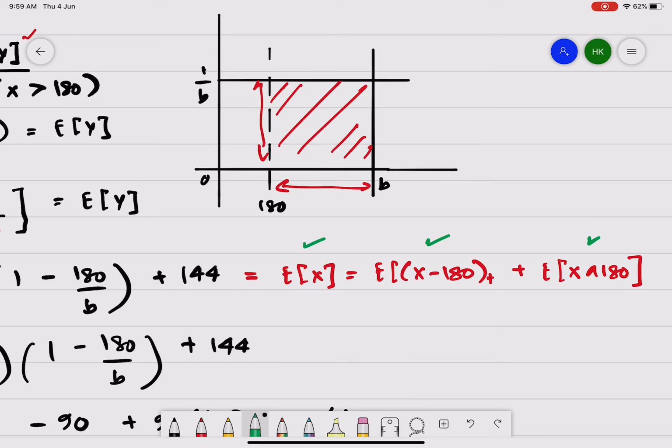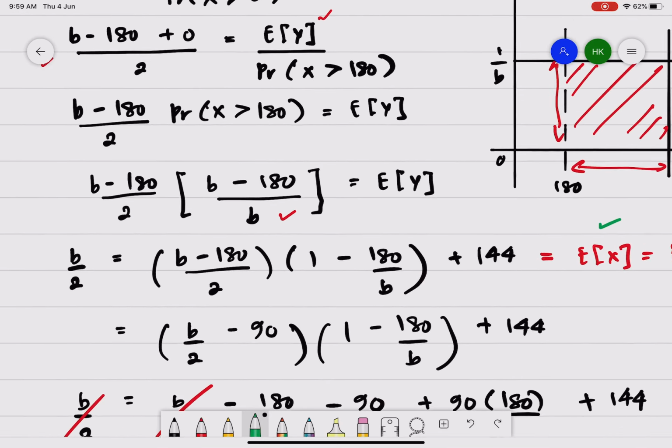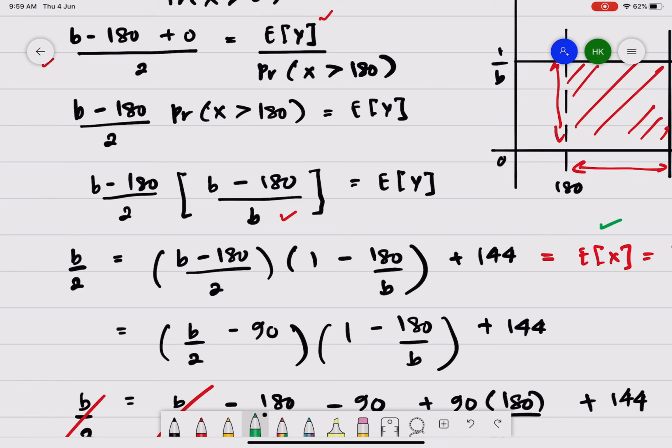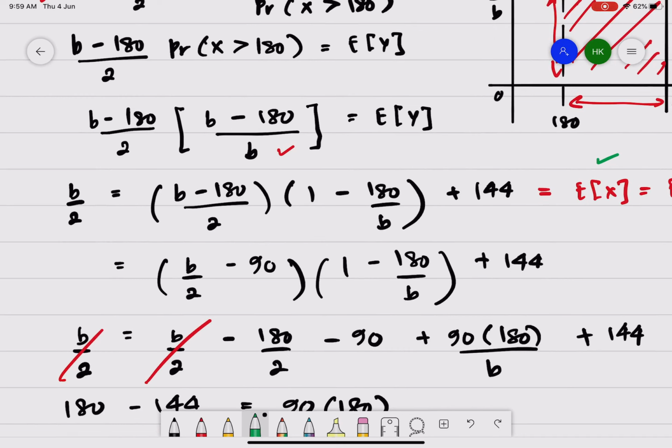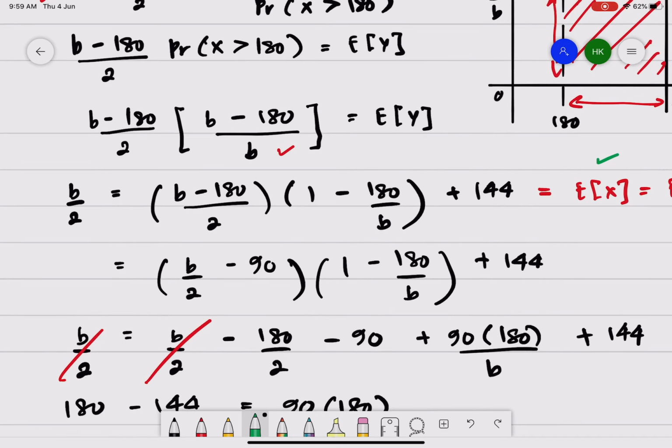So we have 144 here, and we have this in terms of B, and also we have this in terms of B as well. So when you put everything together, you get these equations. And of course, the next part is to simplify and make one equation, from which we can solve for the value of B.